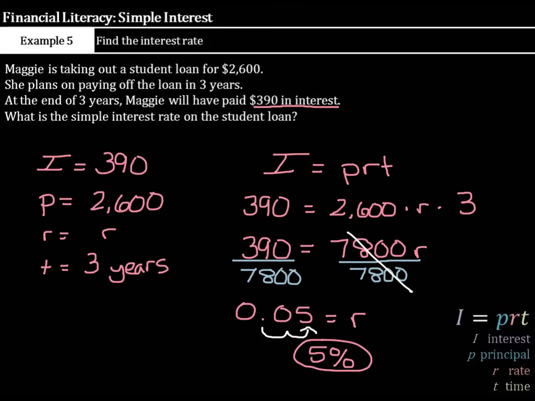So on a student loan of $2,600, paid off in 3 years with $390 in interest, Maggie's interest rate was 5%.